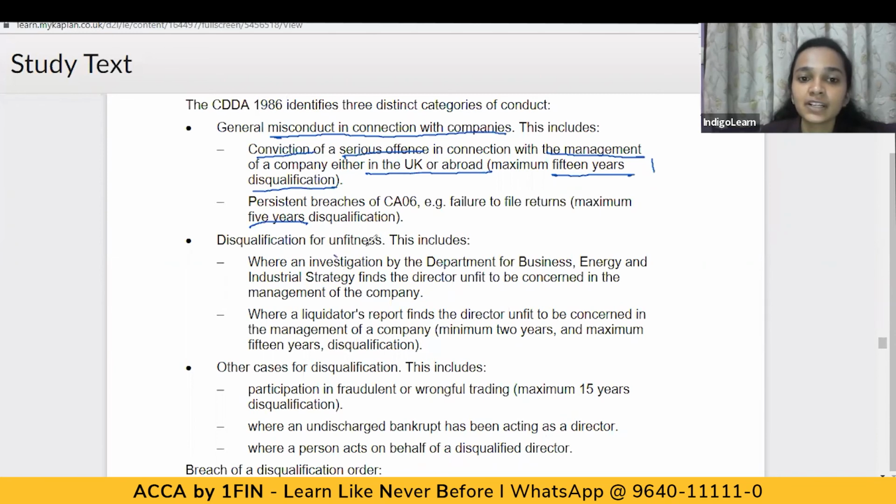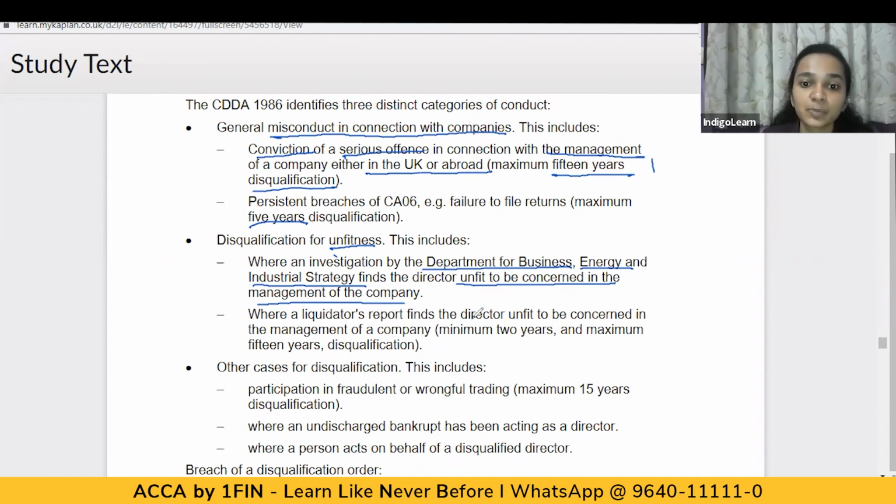Disqualification for unfitness. Now, what does unfitness mean? When an investigation by the Department for Business, Energy and Industrial Strategy finds the director unfit to be concerned in the management of the company. So if this department, upon investigation, finds out that a director is unfit to be concerned in the management of the company, he is not proper, he is not fit to become a part in the management of the company, then that person is disqualified.